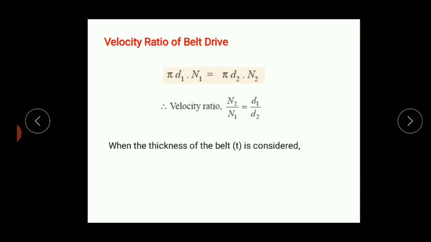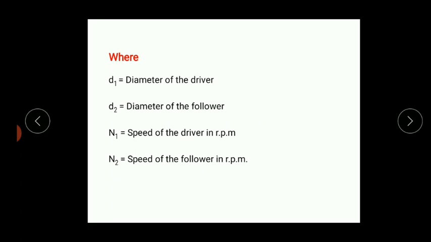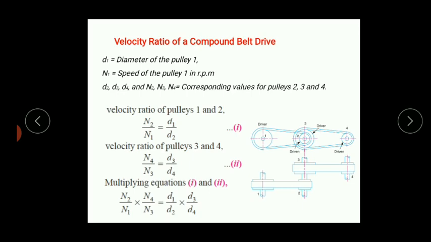When the thickness of the belt is to be considered, then the diameter is slightly increased by the amount of thickness of the belt. So the left hand side is the same, n2 upon n1, but on the right hand side you have to add the thickness of the belt to the diameter of the driving pulley as well as to the diameter of the driven pulley. D1 is the diameter of the driver, D2 is the diameter of the follower, and N1 and N2 are the corresponding speeds of the driver and driven shaft, as we had discussed earlier.